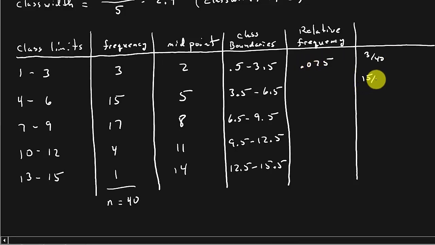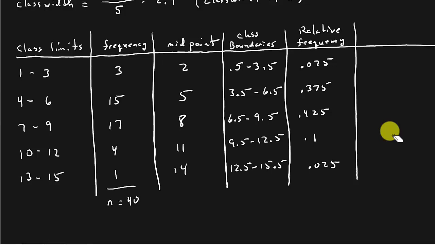0.075. And then 15 divided by 40 is 0.375. And then 17 divided by 40, I'm going to erase all these when I get done. 17 divided by 40, that is 0.425. And then 4 divided by 40 is 0.1. And then 1 divided by 40, that is 0.025. So there's your relative frequency. I took the frequency divided by the sum of the frequencies, the frequency for each class. All right, so we've got our frequency table drawn up, and we've got our relative frequencies listed.